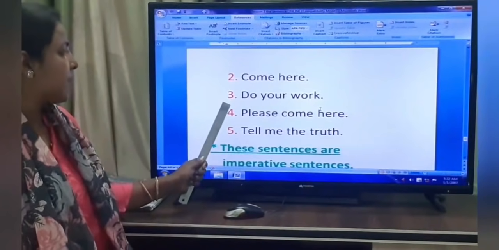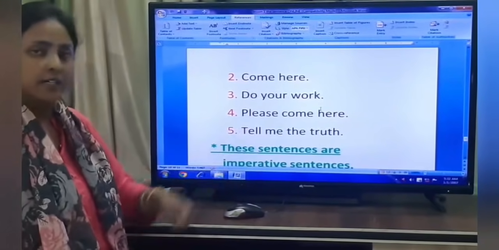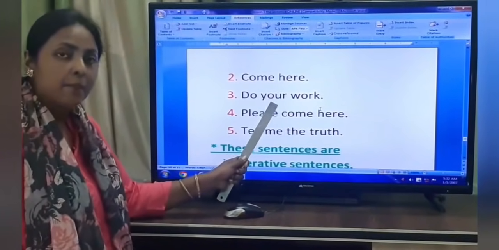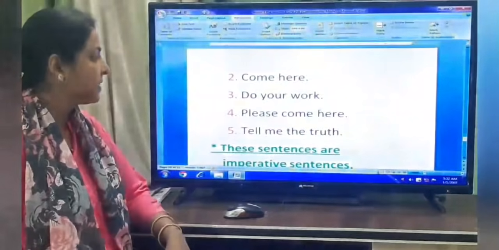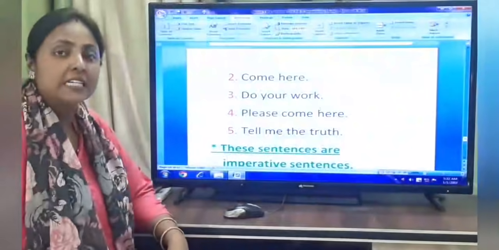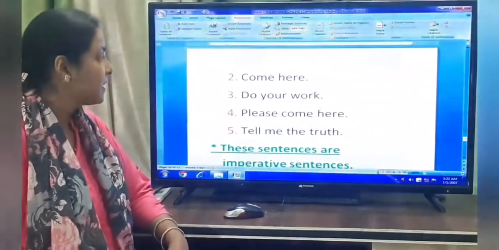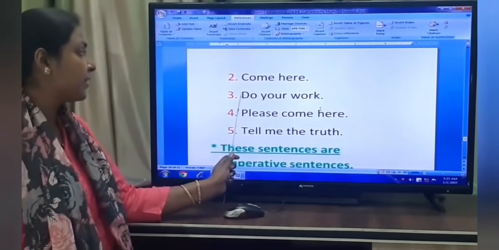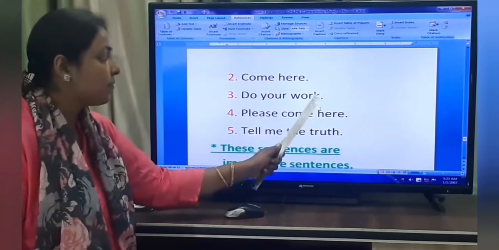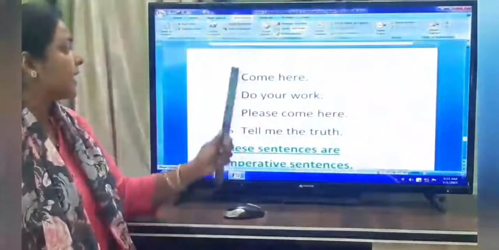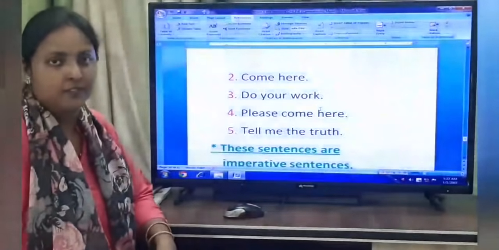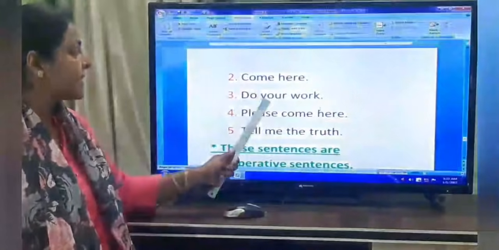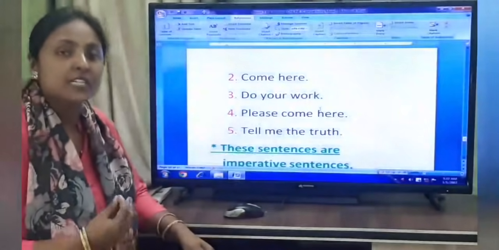The next example is do your work. This sentence is an imperative sentence. Now, why is it an imperative sentence? Because we have written the first letter, D, with the capital letter. It ends with a full stop and it gives you an order. Do your work.